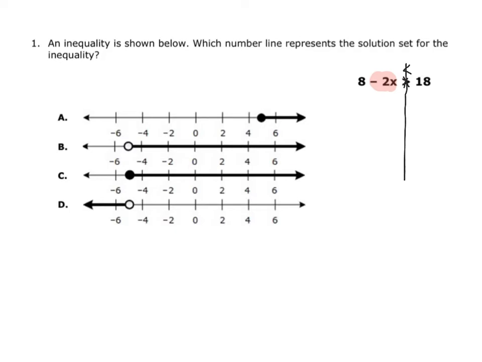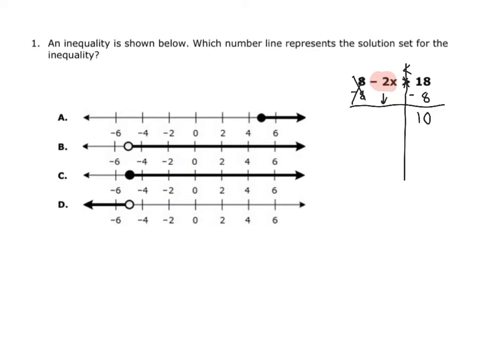We want to get x by itself, so we start with the number without an x. So we do the opposite of positive 8, which is minus 8. What we do to one side, we do to the other. 8 and negative 8 cancel out. 18 minus 8 is 10.